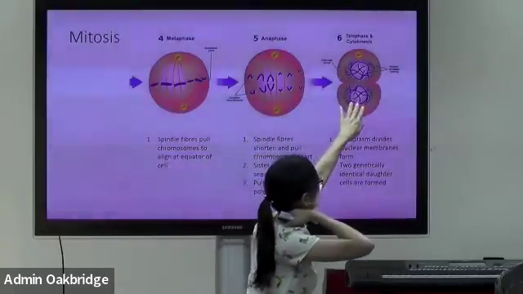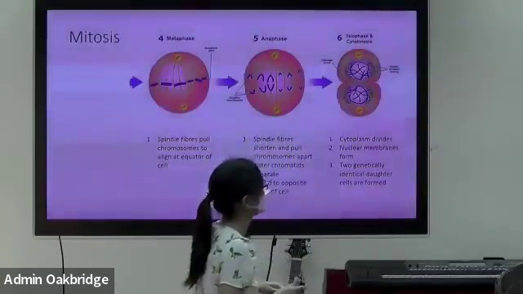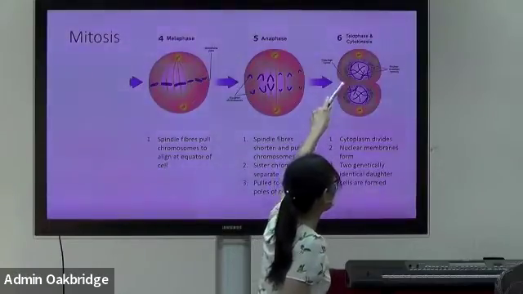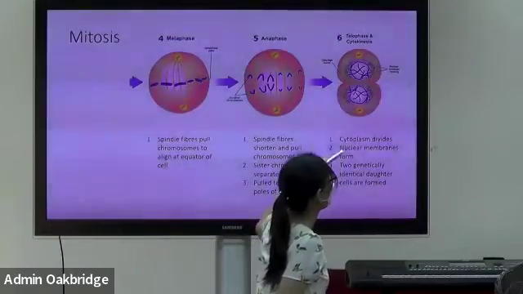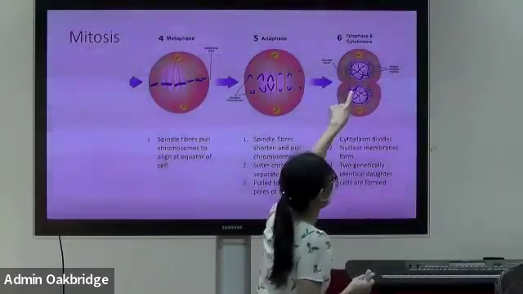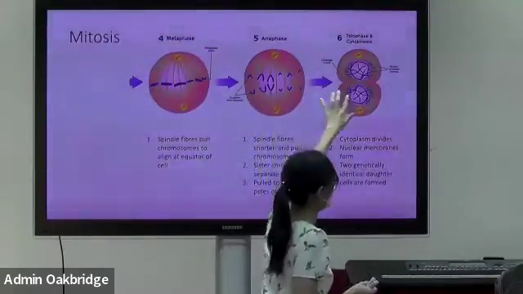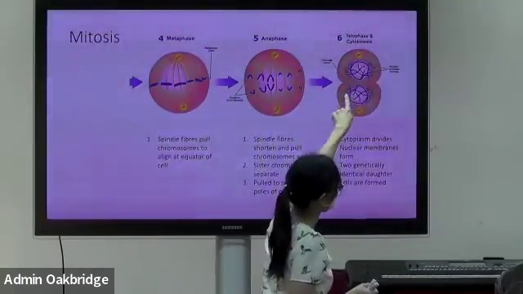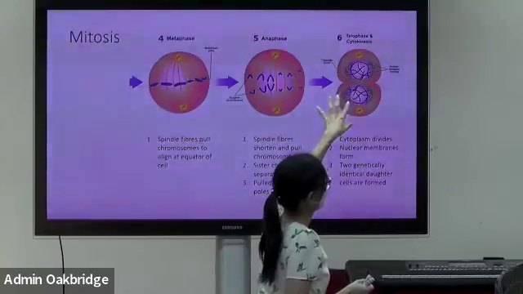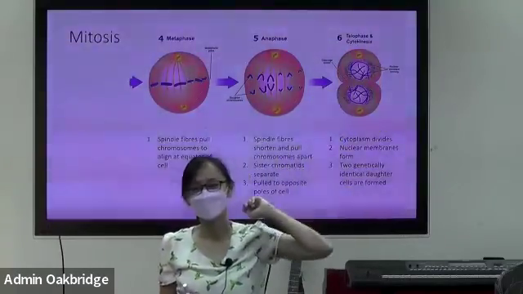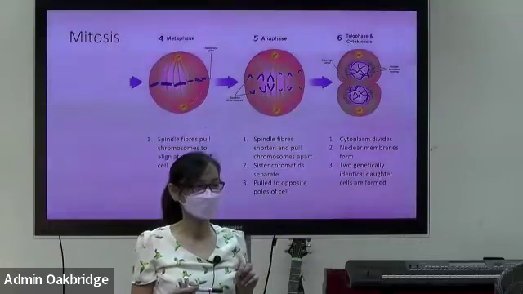Almost done. Cytoplasm will divide. Nuclear membranes will form. So the nucleus, where's the nucleus? No, don't have, disappeared already. Now they'll start forming again. Nuclear membranes will form. Then you have how many daughter cells?